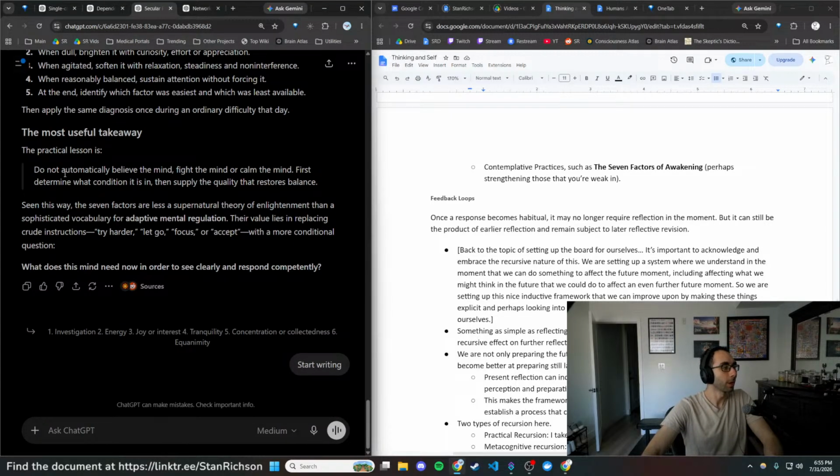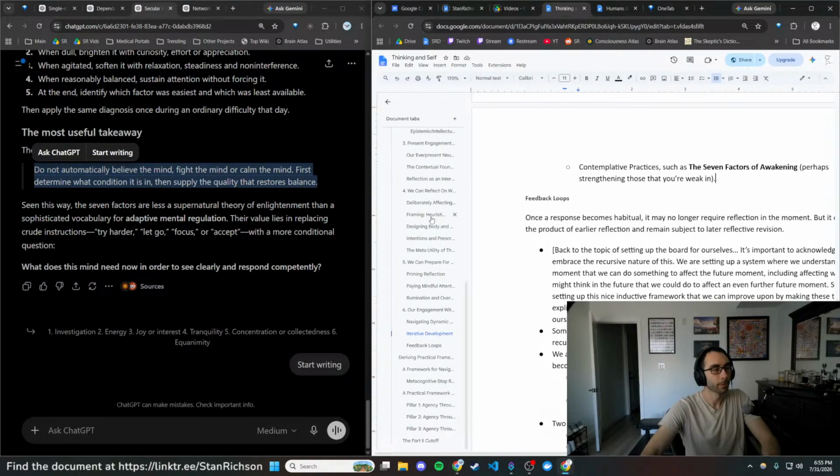The most useful takeaway: do not automatically believe the mind, fight the mind, or calm the mind. First, determine what condition it is in, then supply the quality that restores balance. Amazing.